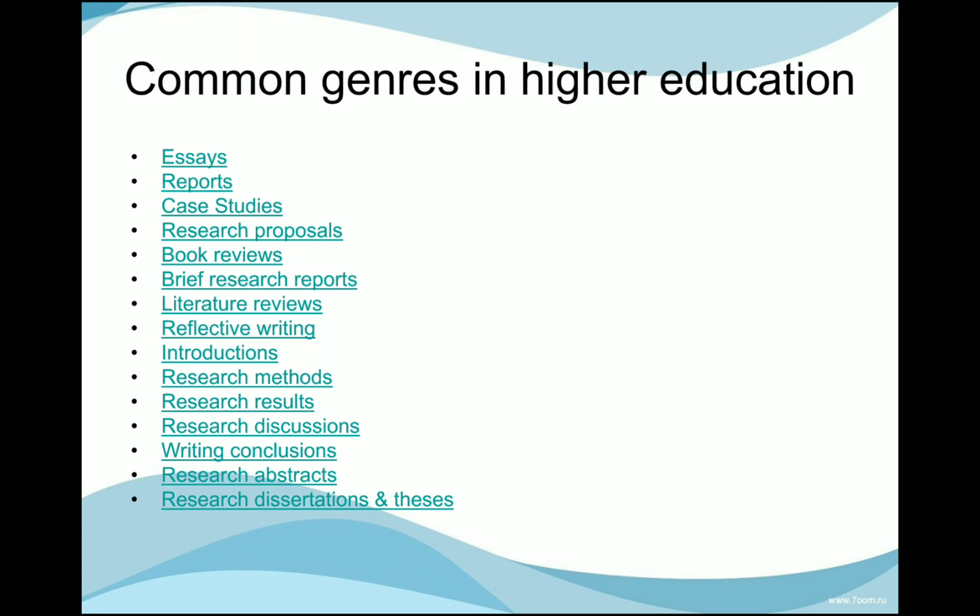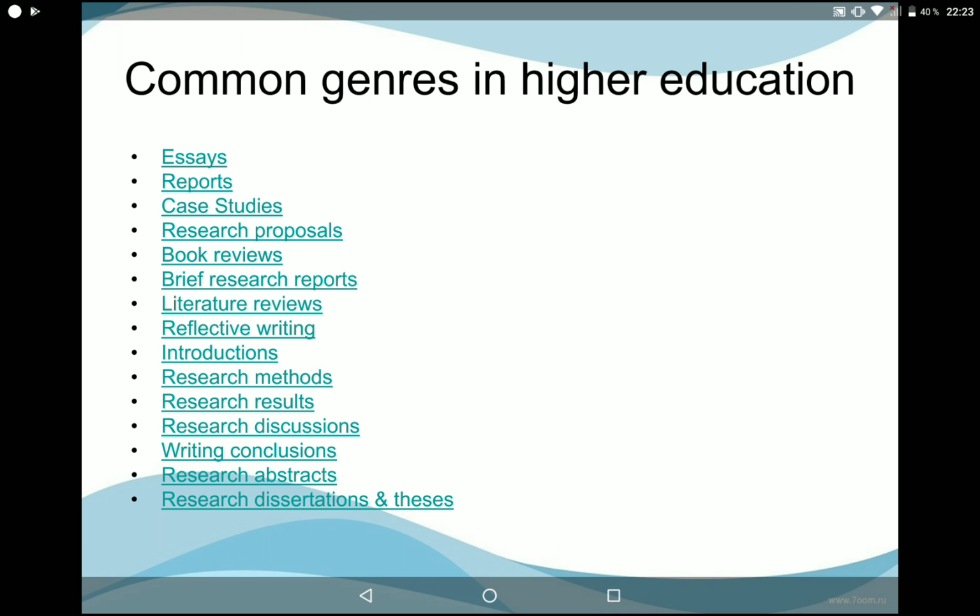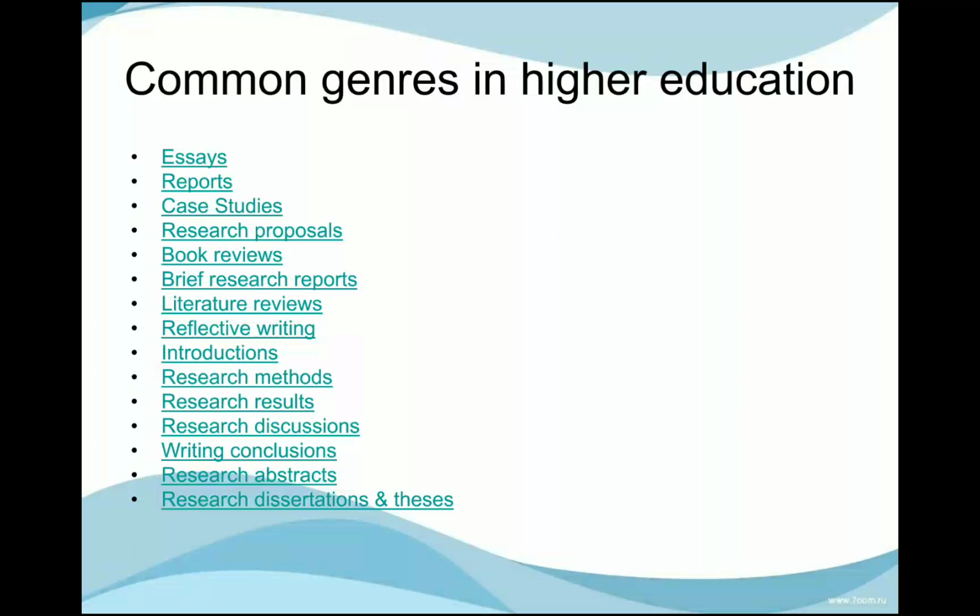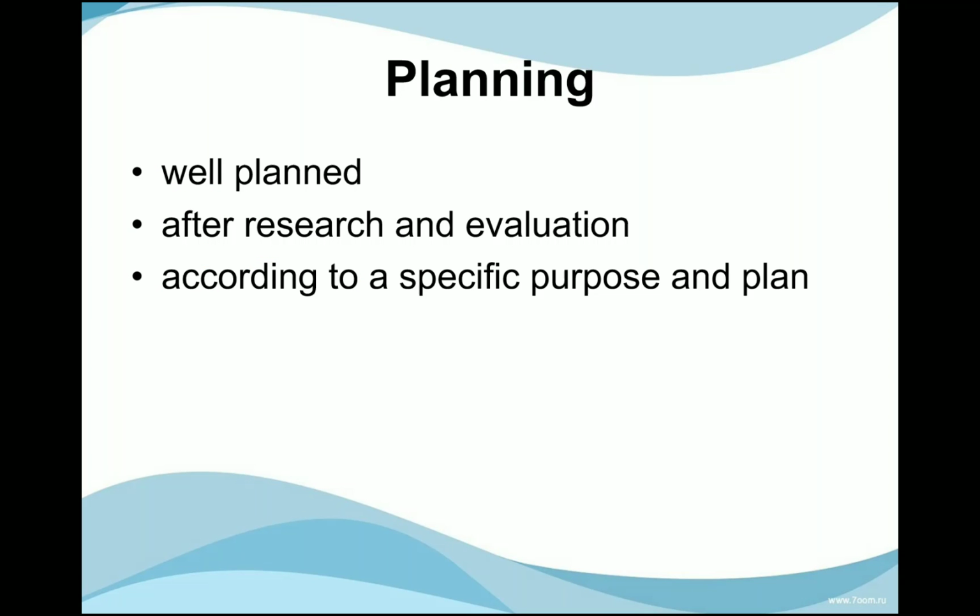The following genres are common in higher education: essays, reports, case studies, research proposals, book reviews, brief research reports, literature reviews, reflective writing, introductions, research methods, research results, research discussions, writing conclusions, research abstracts, research dissertation, and thesis. Academic writing is well planned. It usually takes place after research and evaluation, according to a specific purpose and plan.